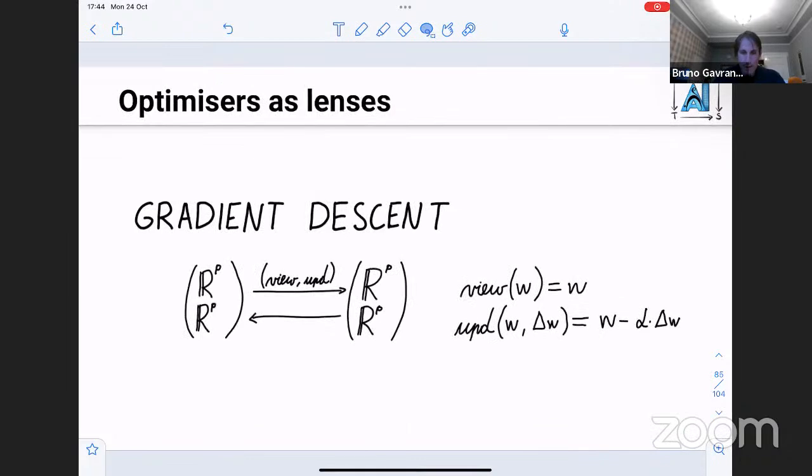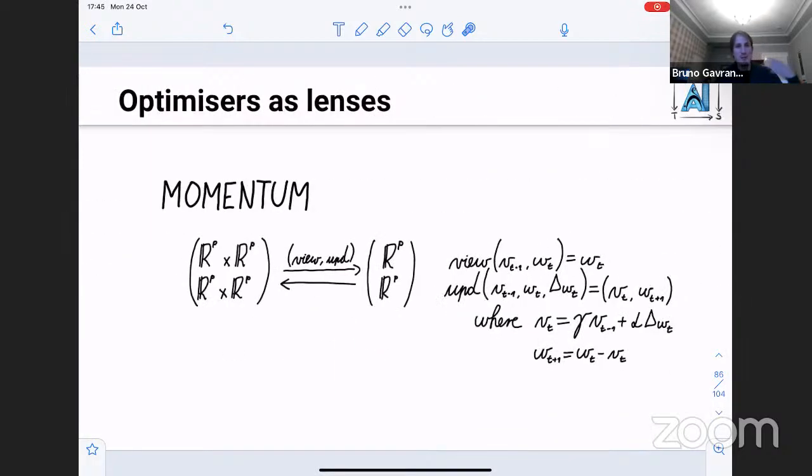Now, there's many things that lenses model. Since we're quite short on time, I might rush through this, but I really do invite you to ask me later. I would be very happy to answer these questions. You can model gradient descent as a lens. So if you have your parameter space R^P, the view map is going to be identity, and then the update map is going to be your standard gradient descent step, which takes a weight, takes some change in the weight, and computes some alpha movement in that direction.